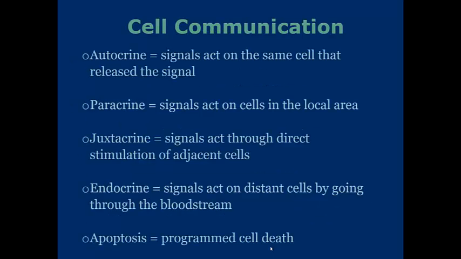When it comes to intercellular communication, there are different types, and these communications are going to help with things such as differentiation. The autocrine communication pathway is when the signal acts on the same cell that released the signal. Paracrine is when a signal acts on adjacent cells. Juxtacrine acts through direct stimulation, and endocrine is when it acts on distant cells by going through the bloodstream. A really common form of endocrine communication is, as you would guess, hormones.